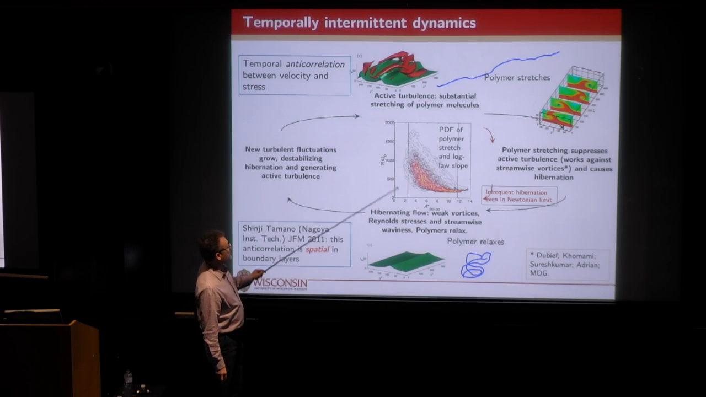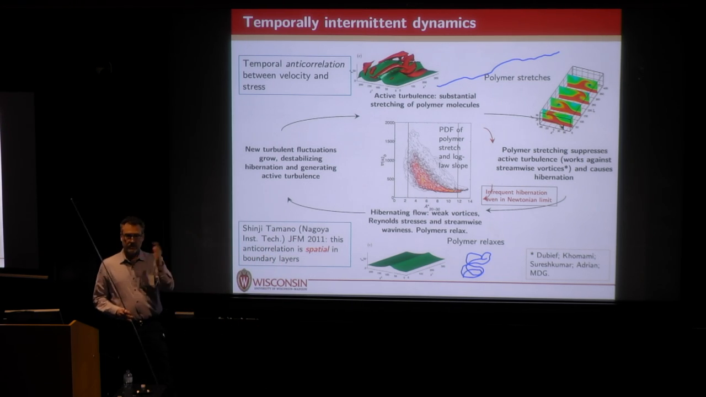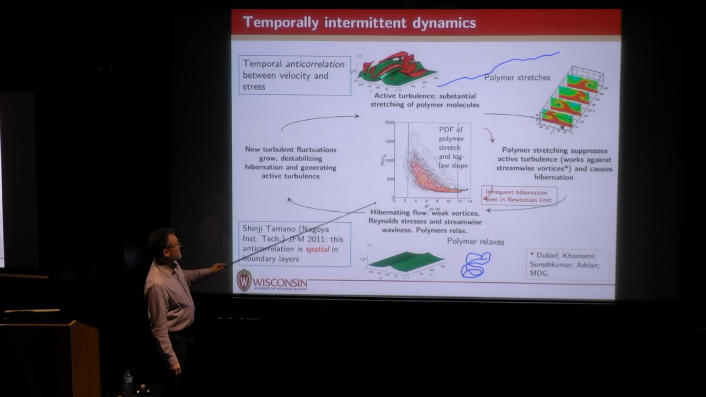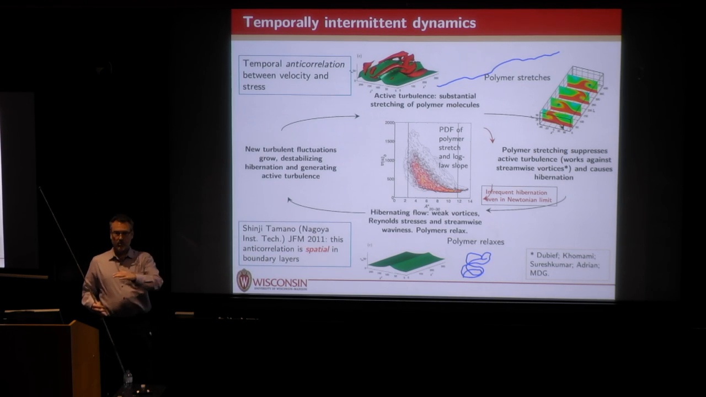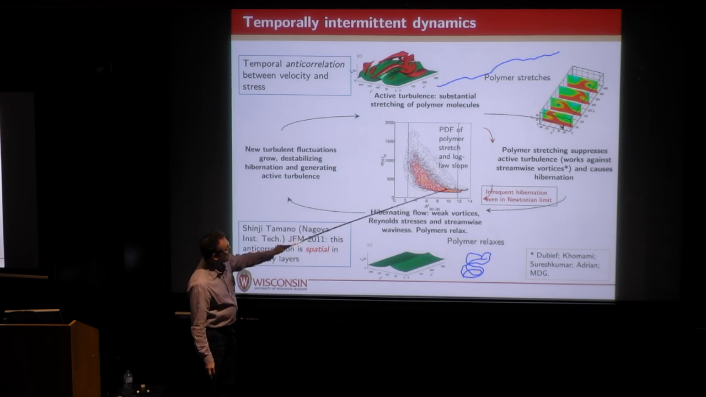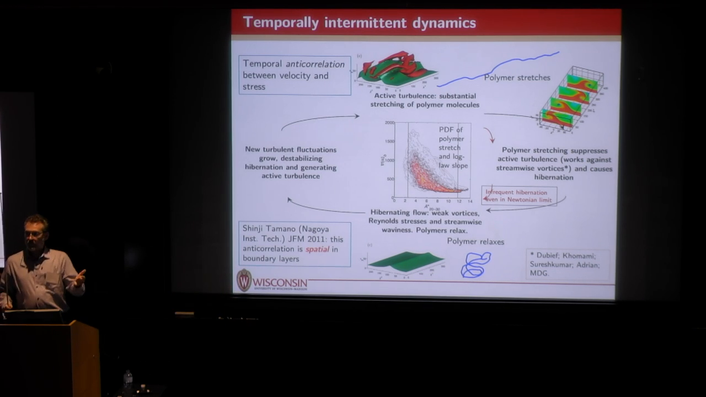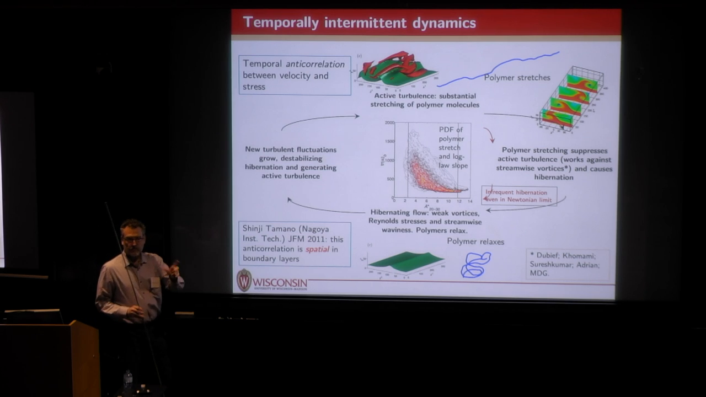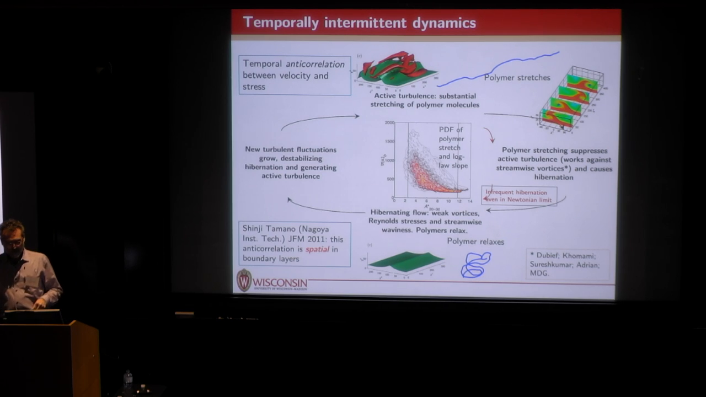The plot in the middle is just a joint PDF of the degree of polymer stretching versus the strength of the local velocity profile. What's interesting here is that when the stretching is high, the velocity profile looks more Newtonian. When the stretching is low, you're out here where you have the higher velocity. So there's this interesting anti-correlation between the polymer stretch and the drag. It's because in this region, you're stretching the polymers, and in here, you're relaxing them. So that's a physical picture of what's going on.